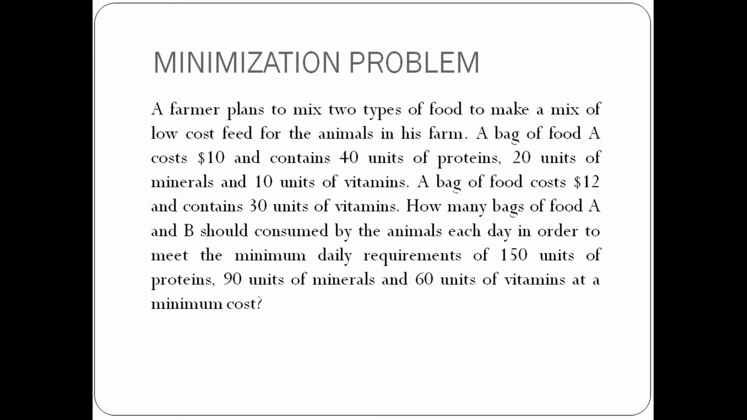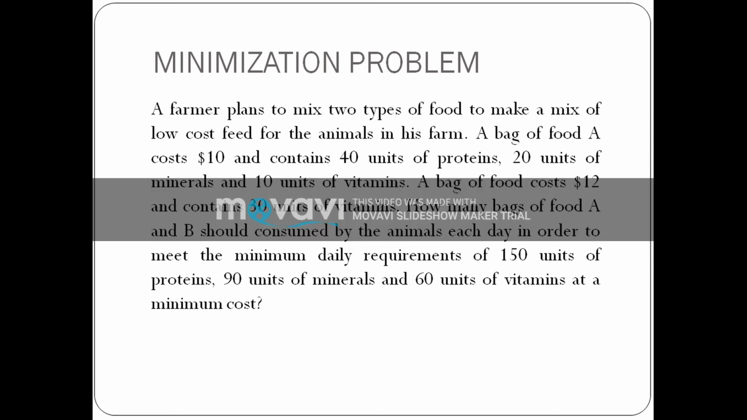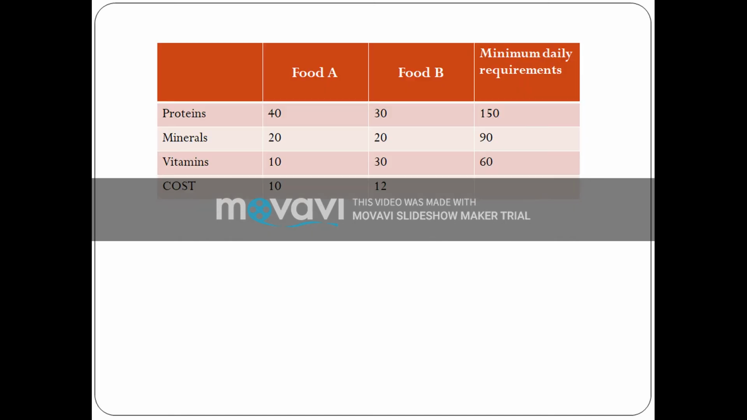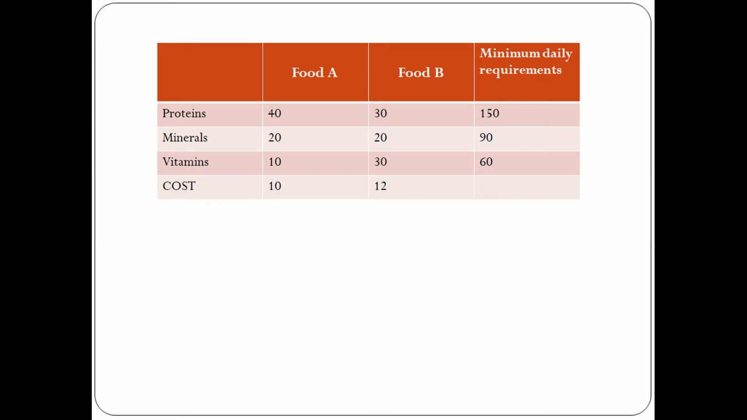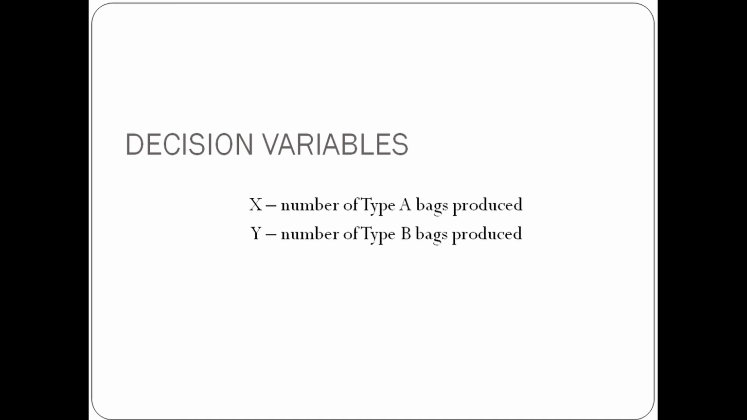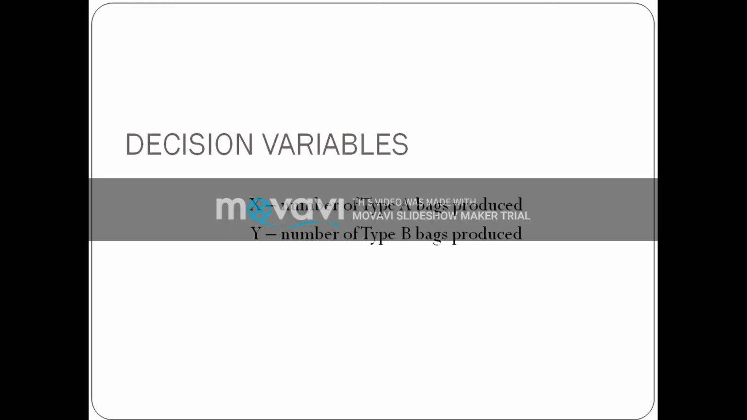The second problem is a minimization problem. The farmer's problem is that he wants to determine the low-cost feed for the animals that meets the minimum daily requirement for each nutritional ingredient. First, we summarize the problem in a table to understand the problem better. Now, we assign the decision variables. X is the number of type A bags produced, y as the number of type B bags produced.